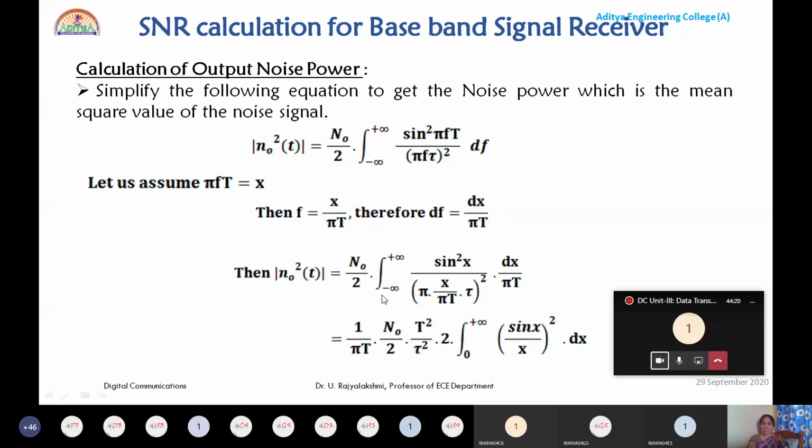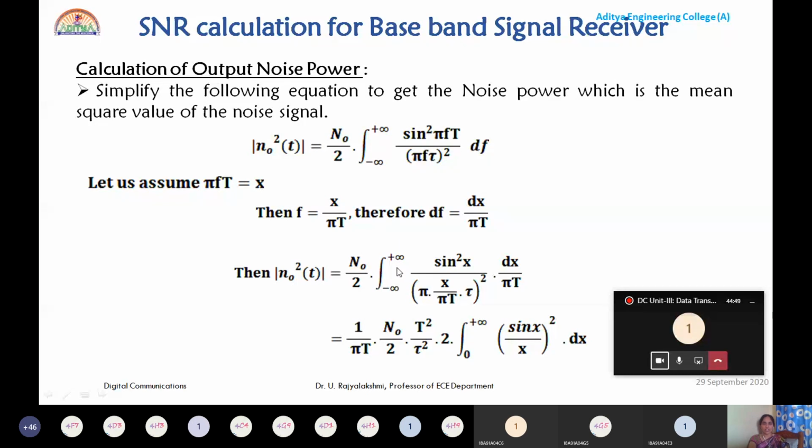Actually, the limits are from minus infinite to plus infinite. But we are going to rearrange the expression in the form of 0 to infinite sin x by x whole square dx, because this value is pi by 2. To rearrange the expression in the form of 0 to infinite sin x by x whole square dx, we are going to simplify our expression. So we are splitting the integration.